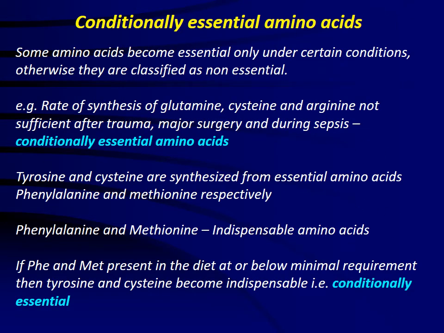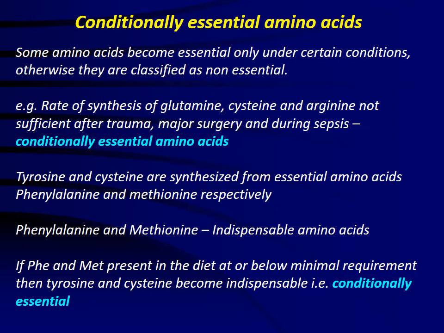Conditionally essential amino acids. Some amino acids become essential only under certain conditions. Otherwise, they are classified as non-essentials. The rate of synthesis of glutamine, cysteine, and arginine is not sufficient after trauma, major surgery, and during sepsis. These are known as conditionally essential amino acids.